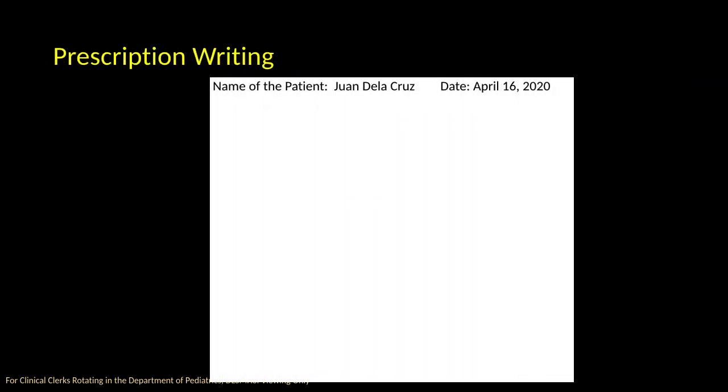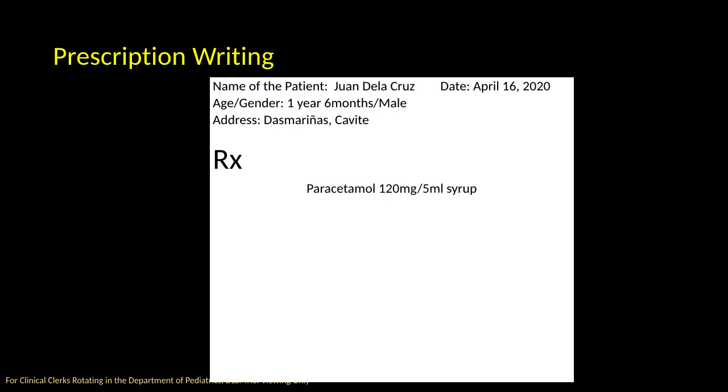When prescribing for it, always remember to put the name of the patient as well as the date, the age and gender, and the address where the patient lives. Then write paracetamol 120 mg per 5 ml syrup, dispense number 1 bottle of 60 ml, and give 5 ml every 4 hours as necessary for fever.